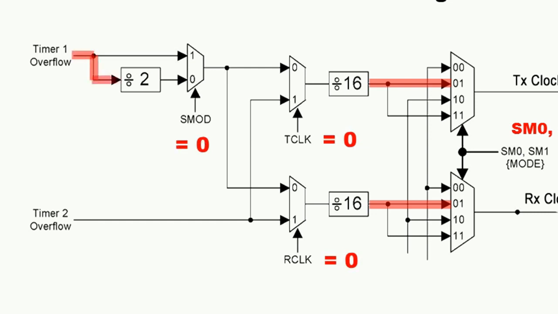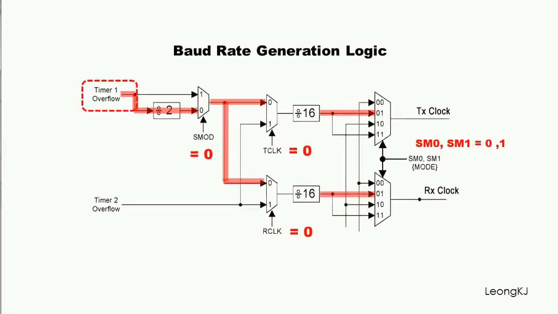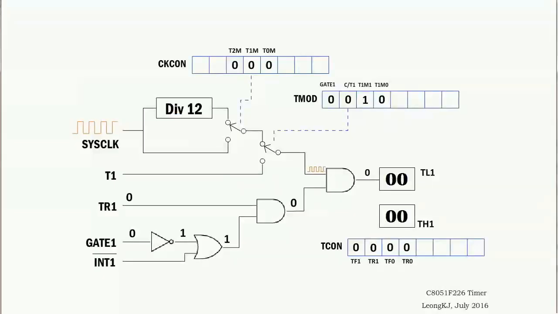The clock source is from timer 1. The timer 1 overflow rate will determine the speed of the clock. What is timer 1 overflow rate? This is timer 1 configured in 8-bit mode. In 8-bit mode, only TL1 is running. TH1 can be set to any value from 00 to FF.